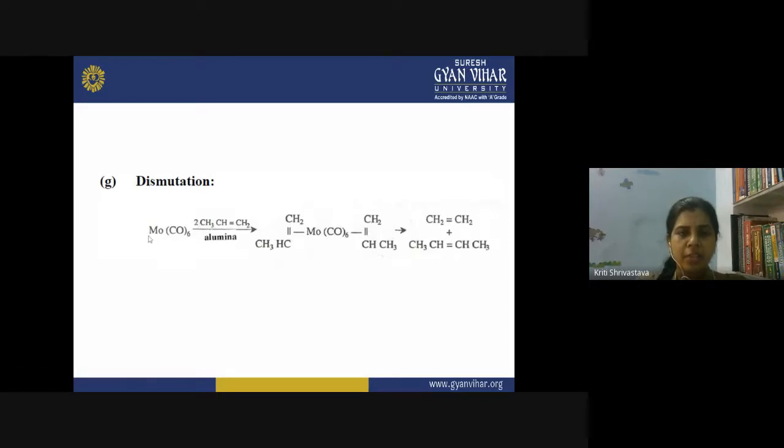In the case of dismutation, what happens? This is the molybdenum carbonyl compound.